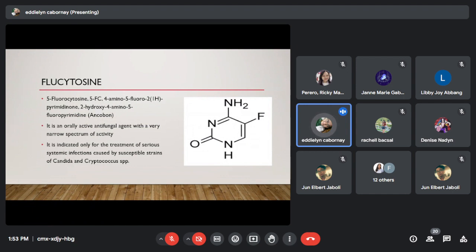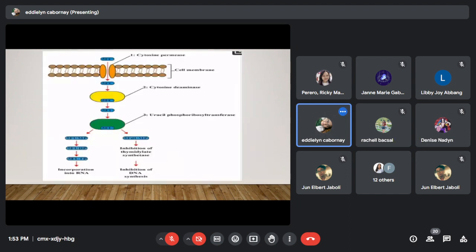So it is the orally active antifungal agent with a very narrow spectrum of activity. So it is indicated only for the treatment of serious systemic infection caused by susceptible strains of Candida and Cryptococcus species. Okay, so we have here the mechanism of action of flucytosine or the 5-FC.